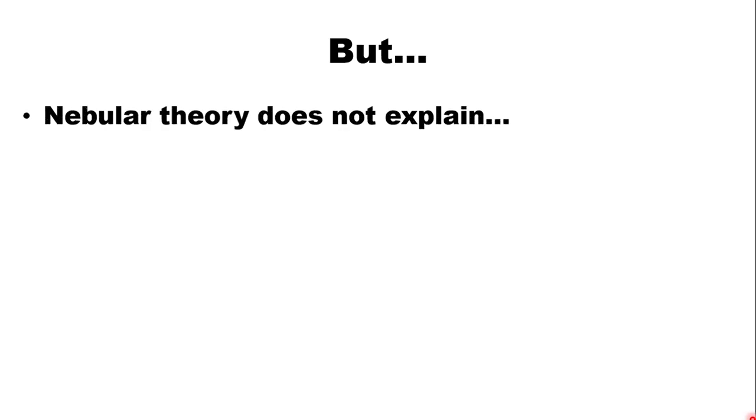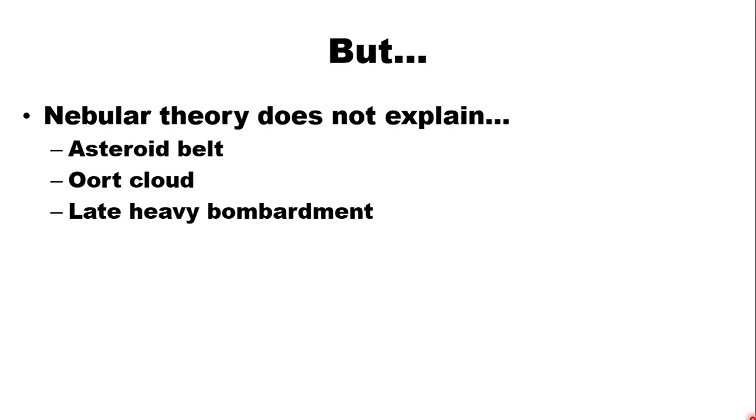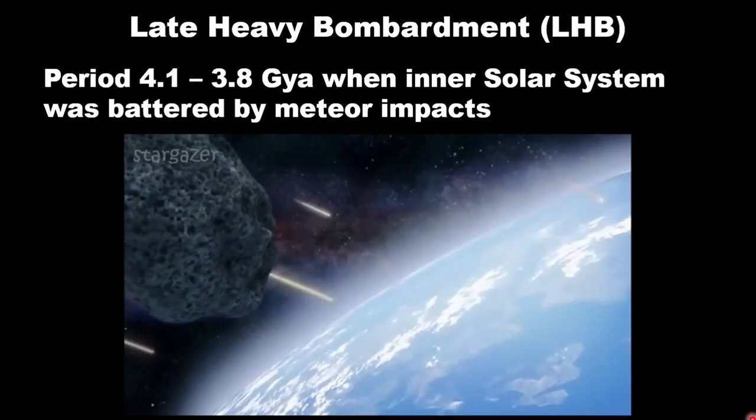But we had some problems with nebular theory, or some incomplete areas. For one thing, there were some features of the solar system that nebular theory does not explain. For example, the existence of the asteroid belt, the existence of that giant cloud of icy material that surrounds the entire solar system called the Oort cloud, and this period that I've mentioned a couple of times, the late heavy bombardment, which is a time period well into the formation of the solar system when suddenly material started to fly all over the place and smashed into the developing planets and moons.